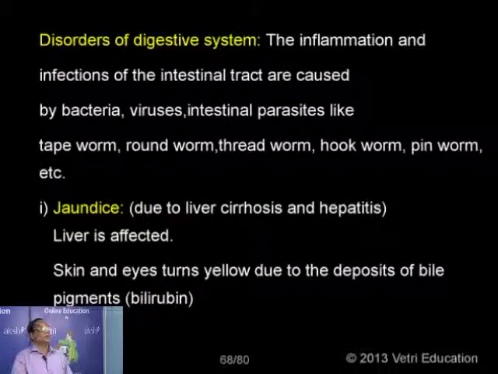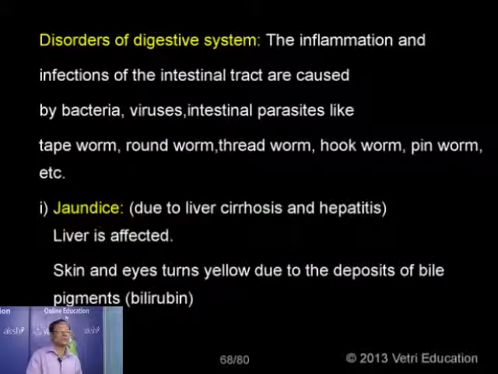Now, we are coming to the last part of the digestive system. What are the disorders related to the digestive tract? We have a number of disorders related to the digestive tract because of protozoan infections, bacterial infections or viral infections. A number of parasitic forms also occur, such as roundworms or tapeworms. The inflammation and infections of the digestive tract are caused by bacteria, viruses, and also by different types of helminthic parasites, which are living as endoparasites.